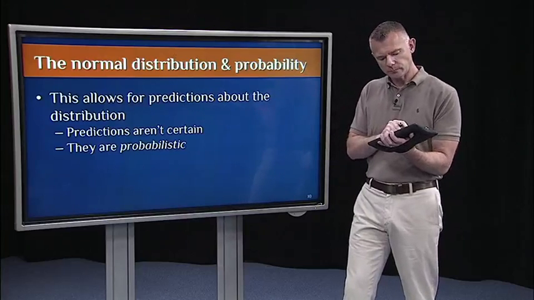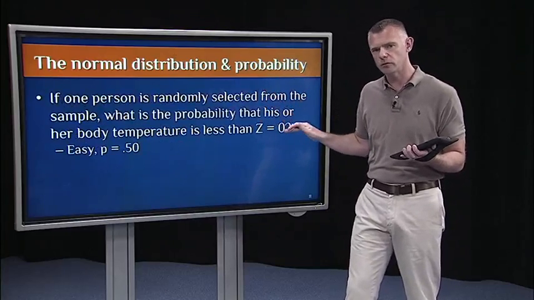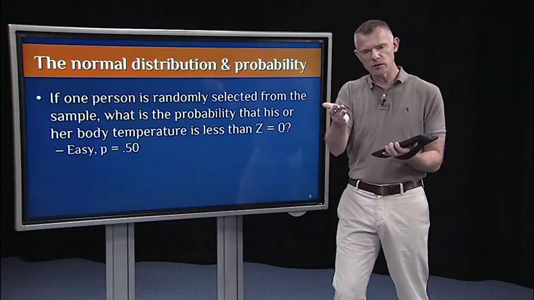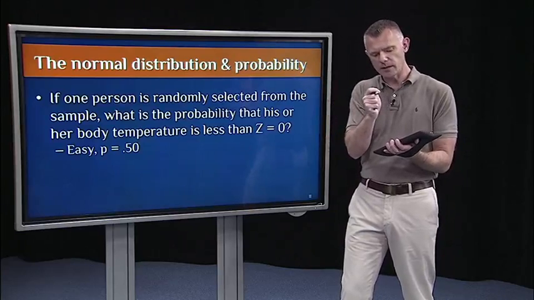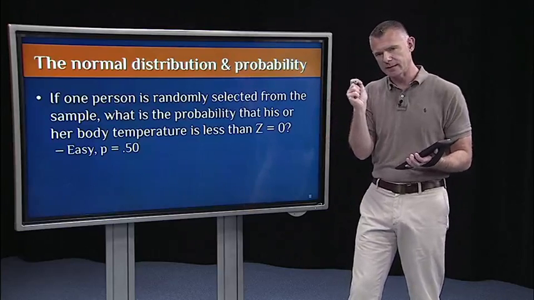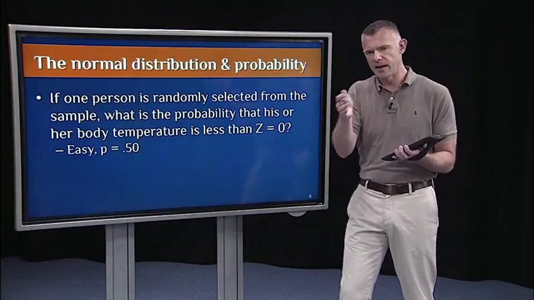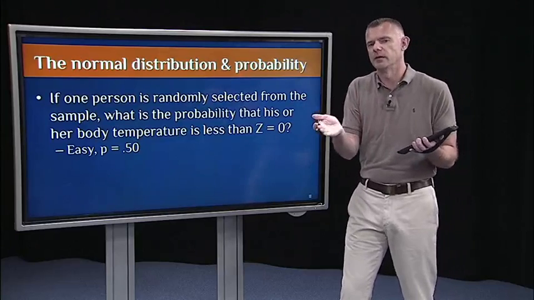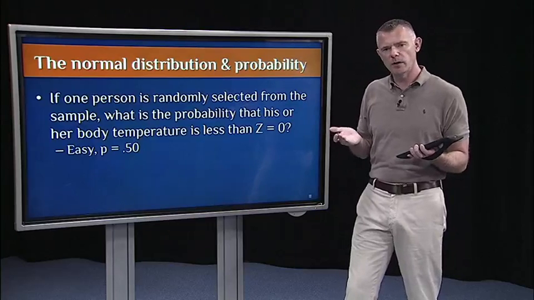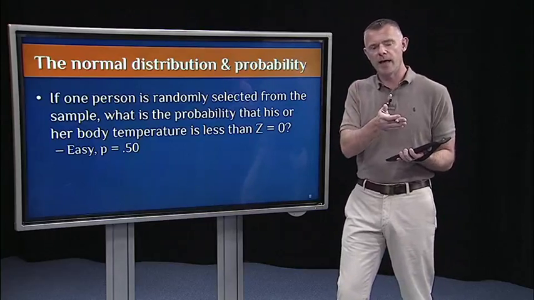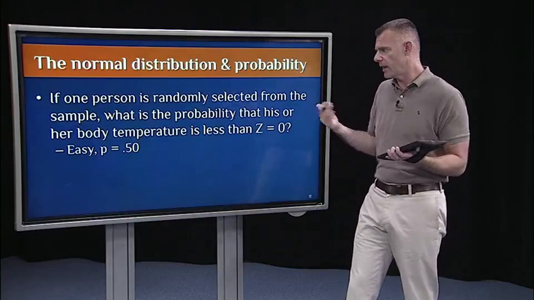So for example, just talking about a histogram looking at a distribution of individuals, I could ask if one person was randomly selected from the sample, what's the probability that his or her body temperature is less than a Z equal to 0, or less than 98.6, or less than 37 Celsius. That's real easy. Z of 0 was the mean, so what's the probability of that happening? Well, it's 0.5. Half of the distribution is below a Z of 0. So the probability of that happening is 0.5.